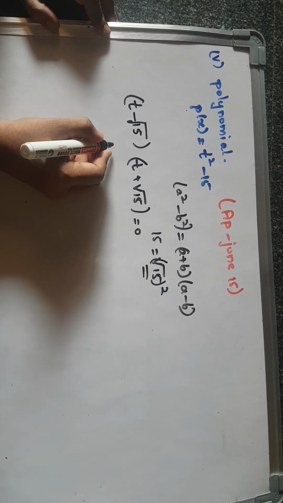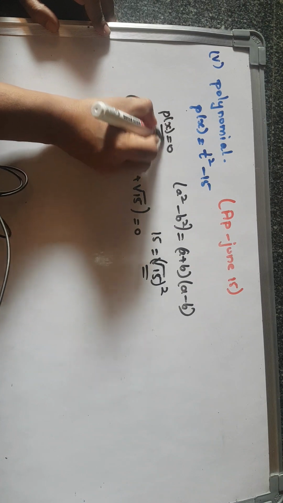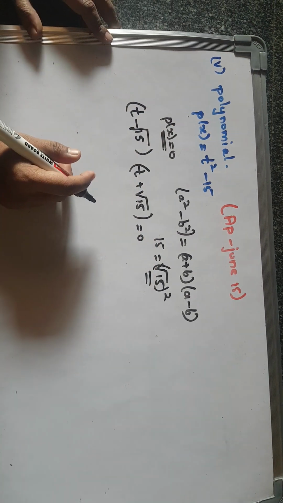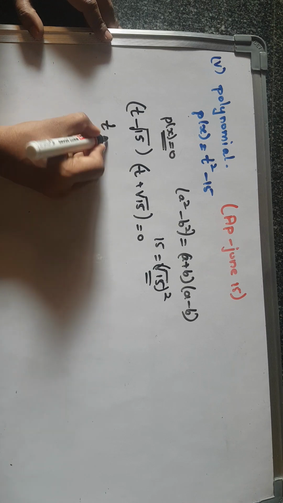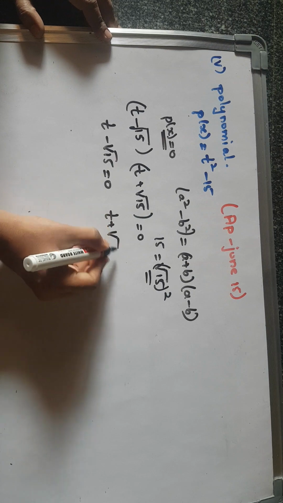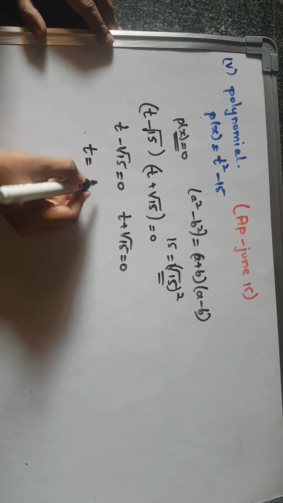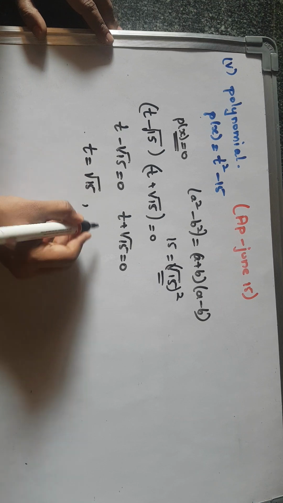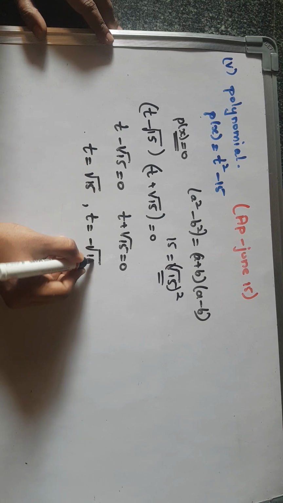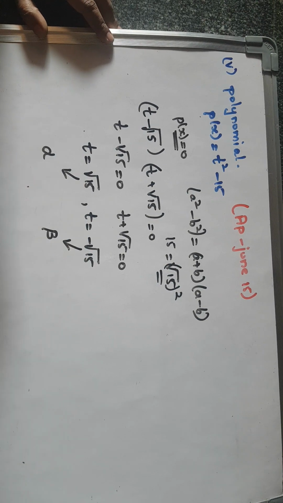To find the zeros of the polynomial, we have to take p of x equals 0. Equating this value to 0: t minus root 15 equals 0, and t plus root 15 also equals 0. So t equals root 15 and t equals minus root 15. This is the value of alpha and this is the value of beta.